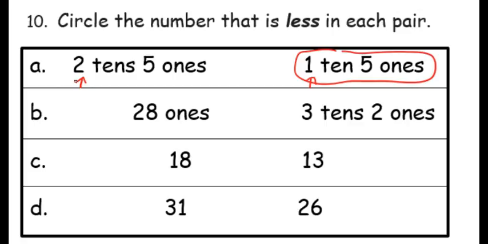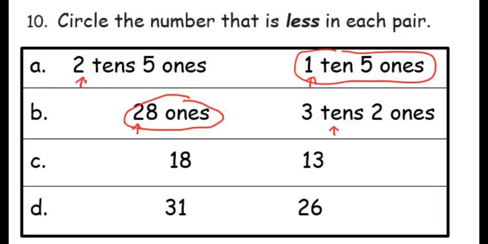In the next problem, I have 28 1s. I'm comparing that to 3 10s and 2 1s. Well, let's think about 28 1s. That would be 2 10s and 8 1s. And I'm comparing that to 3 10s and 2 1s. Since it has fewer 10s, then 28 ones would be less than 3 tens and 2 ones.